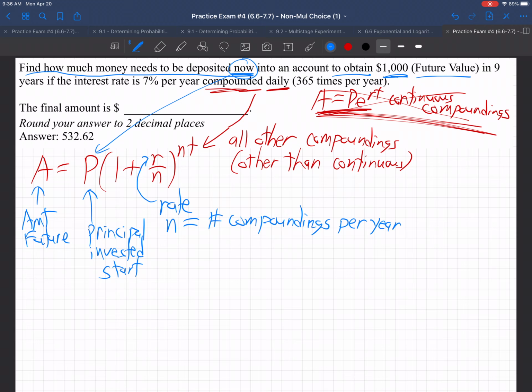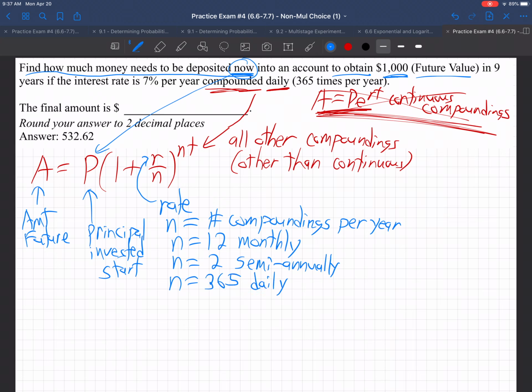per year. So N equals 12 if it's compounded monthly. N is 2 if it's compounded semi-annually. Semi-annually means twice a year, every half a year. And monthly is 12 times a year. N is 365 if it's compounded daily. That's our situation here, compounded daily. And then the rate is R, and the last one, T, is the time in years. Okay, so there's the information.